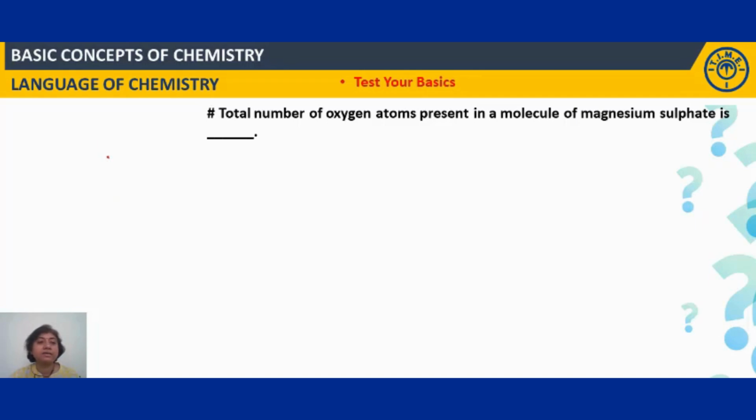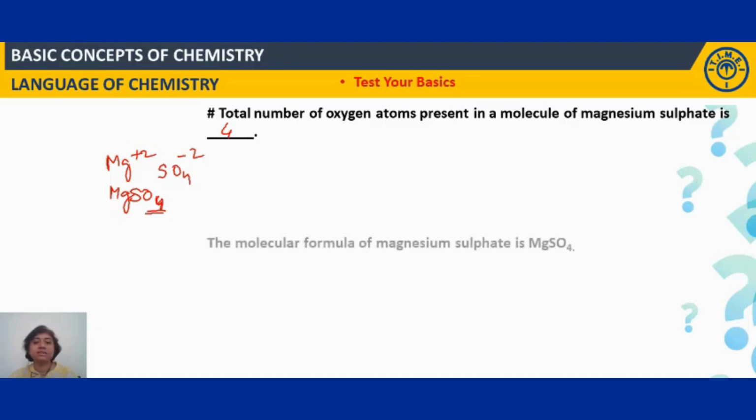So here what are the ions there? Magnesium plus 2 and sulfate, SO4 minus 2. So what is the formula? So formula is magnesium sulfate, MgSO4, right? So now it is very easy to find out the number of oxygen atoms present in one molecule of magnesium sulfate. That must be 4. I hope you got the answer before me. Fine? Okay. So we will see the answer, then move on to the next question.